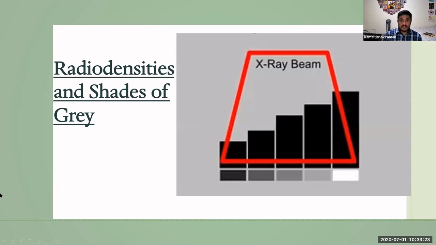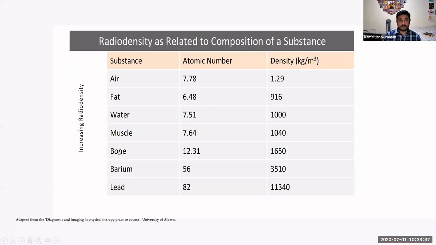Now, we saw about the radiations, then we saw how the X-rays are produced. Now, we're going to see the radio densities and shades of gray of the X-ray beam. First, coming to the radio density. Each substance has its own density. And when you see an X-ray, you see different colors, right? Black, gray, white. It all depends upon the density of these substances.